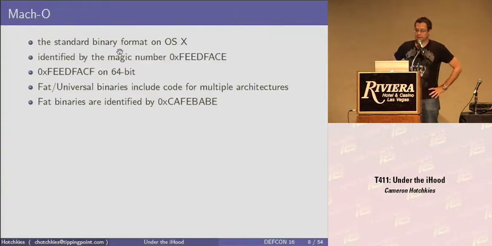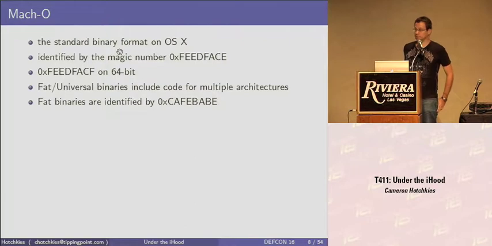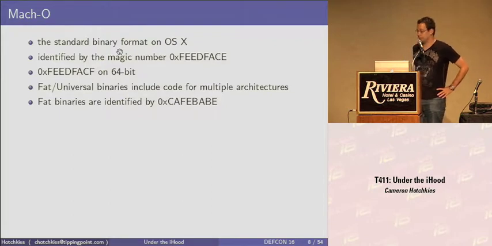Now, when you get into that MacOS directory, you're going to be looking at a Mach-O file format file. This is the standard binary format on OS X. It has the feedface magic number. If you're on a 64-bit platform, it's going to be feedfacf, which is just identifying that you're dealing with a 64-bit. Now, there's the FAT universal binaries. So when Apple switched over to using the Intel chipset, they started putting both the PPC and the x86 code into the binaries together. And so they're just referred to as the FAT ones, and they're identified by cafebabe.